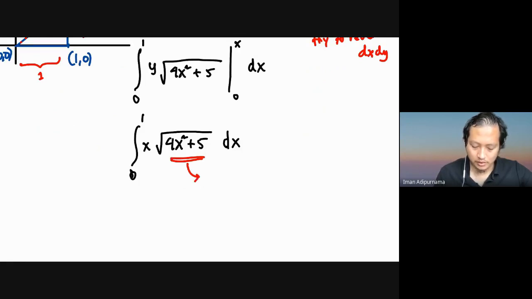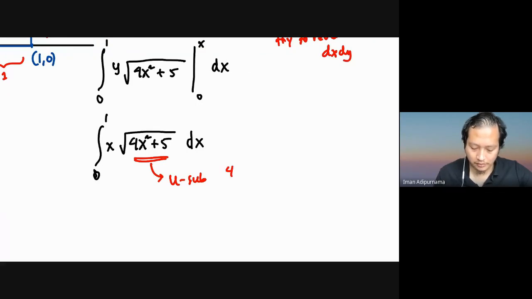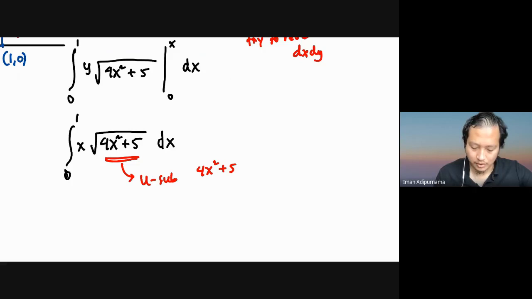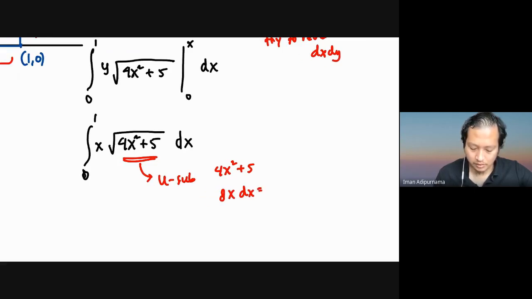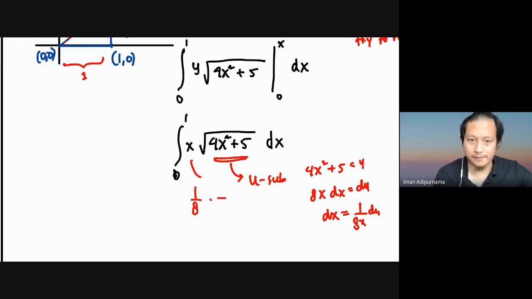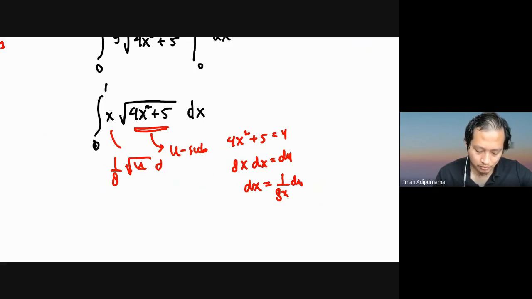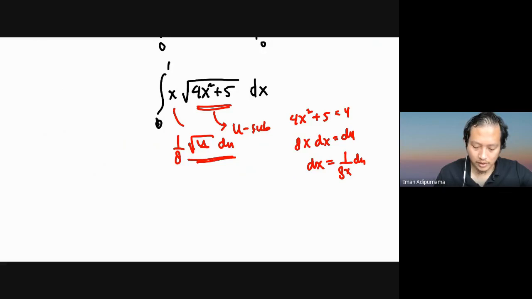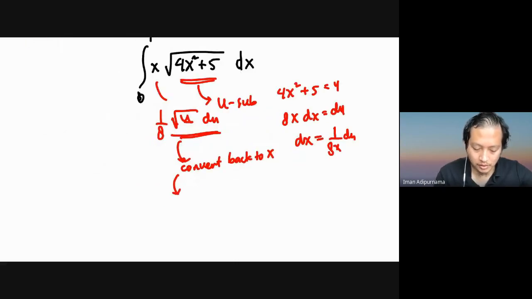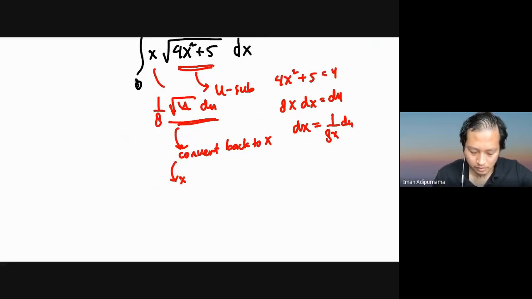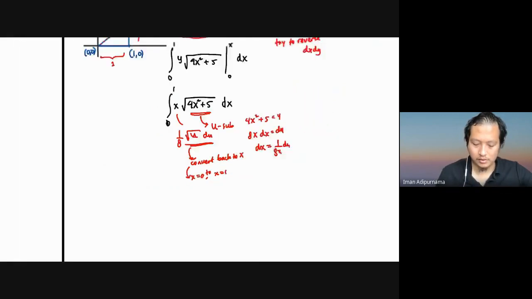If you are using u sub and take the whole thing here, 4x squared plus 5, and differentiate, it becomes 8x dx. This is u du, and you get dx is 1 over 8x du, and you will get at least like 1 over 8 something from here. Okay, and then based on that, you can have this is square root of u du, right? So solve this first, and then convert back to x, and then later integrate by replacing the 0 and 1 for the x. Okay, and then we'll get the results.